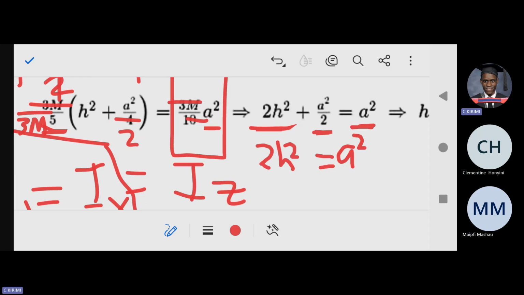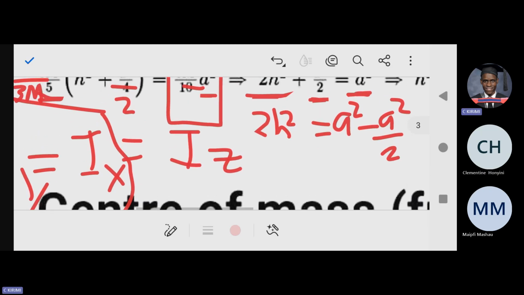Then you move plus A squared over 2 to the left. It becomes minus A squared over what? Over 2. Can you see? Then on the left hand side, you are going to have 2H squared equals what? What is A squared minus A squared over 2?